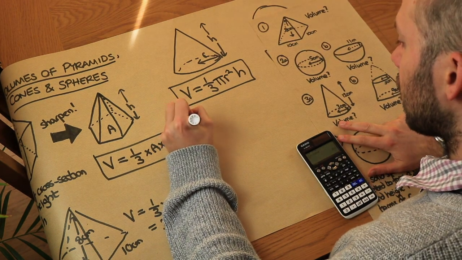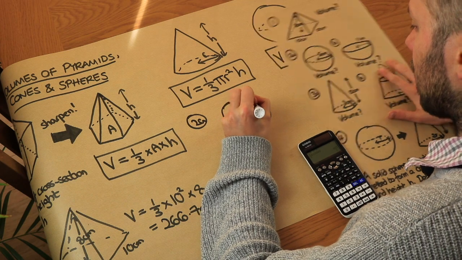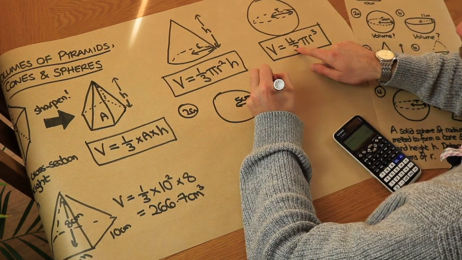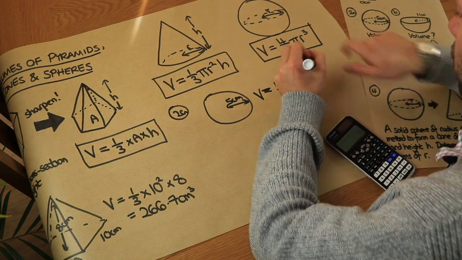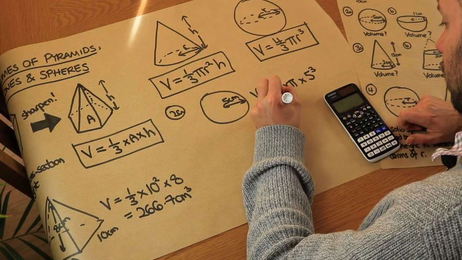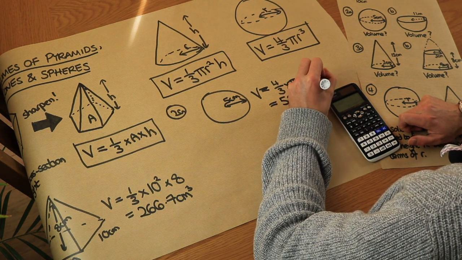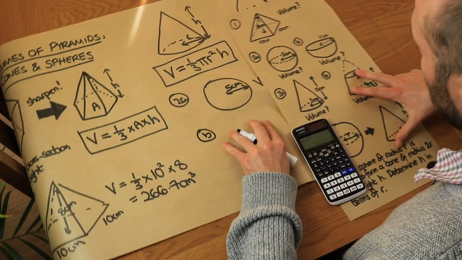We've got a sphere here with radius 5 centimetres. So the volume of that, if we just use this second formula here, is equal to 4/3 times pi multiplied by the radius cubed, which is equal to 523.6 centimetres cubed. What about B? This time we've got half a sphere, which is known as a hemisphere.